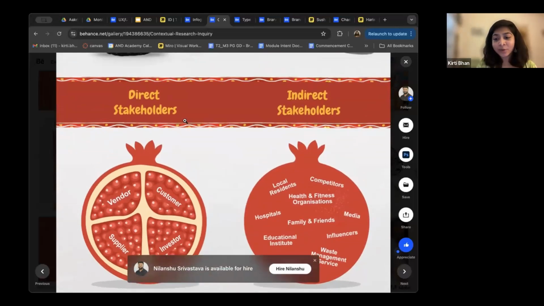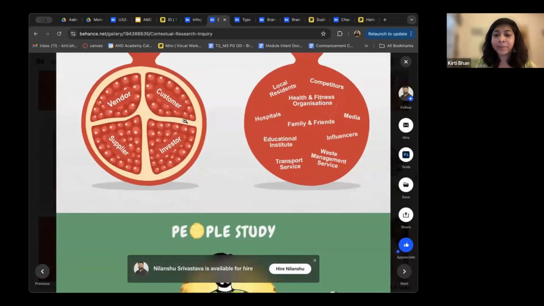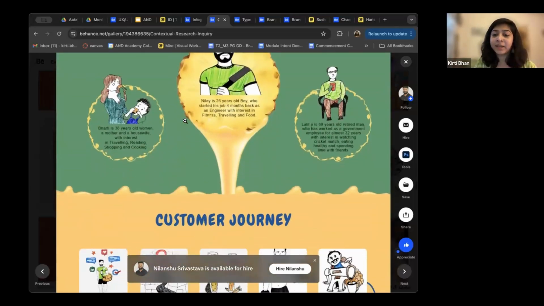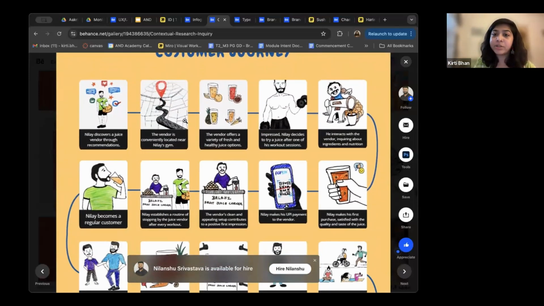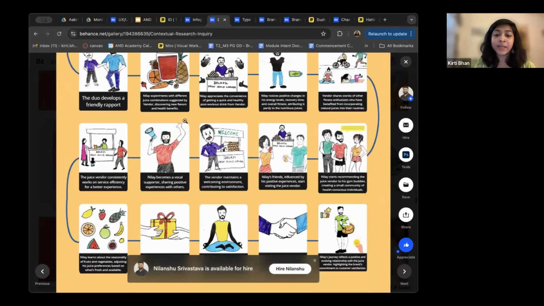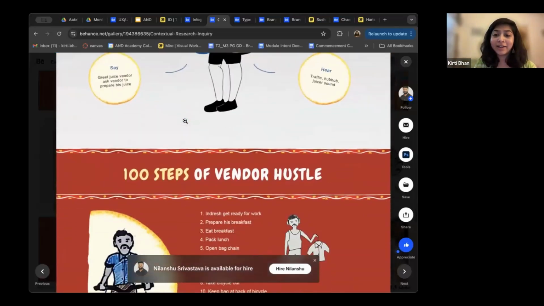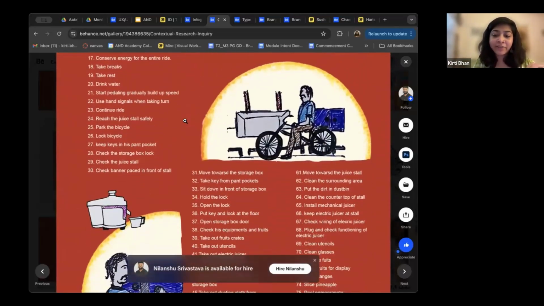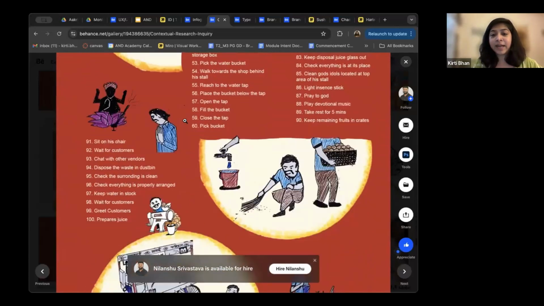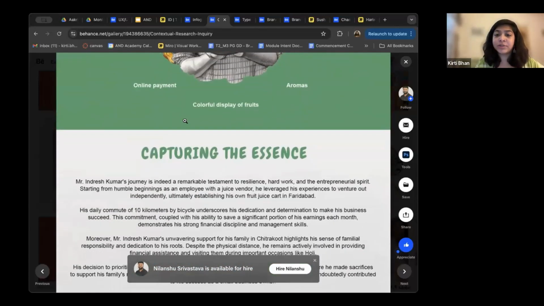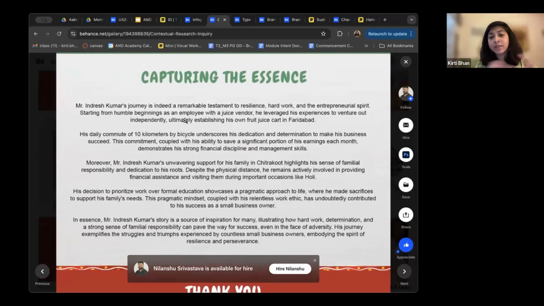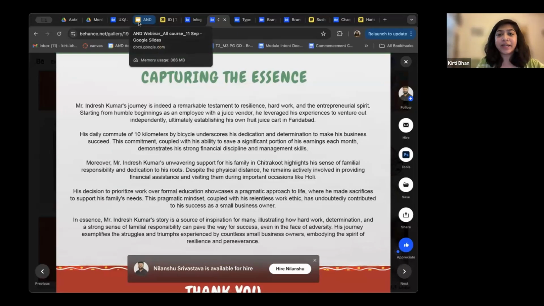Then also talking about stakeholders and segregating them. This is the direct stakeholder, this is the indirect stakeholder, for better clarity. Then the people study, who the customers are, then choosing one and sharing the whole customer journey. So noting that down, it's really detailed. I can't really show the whole detail here. And then how the vendor is promoting, the types of promotions, and then in the end, capturing the whole essence of how everything together comes in and sums it up. Yeah. So this is one extra.